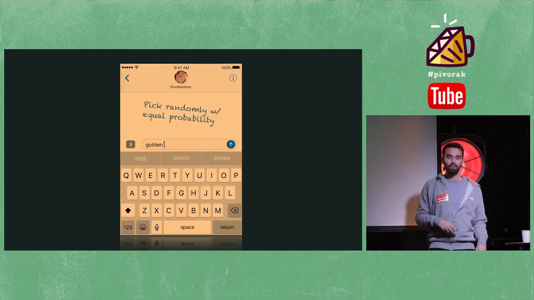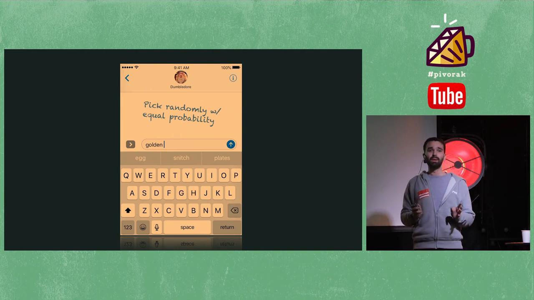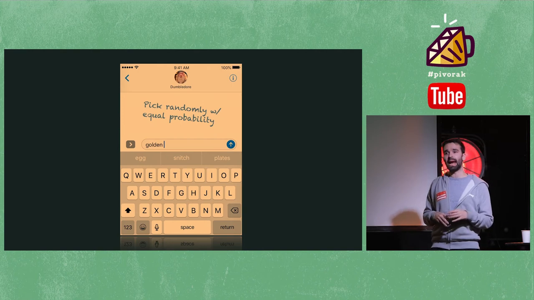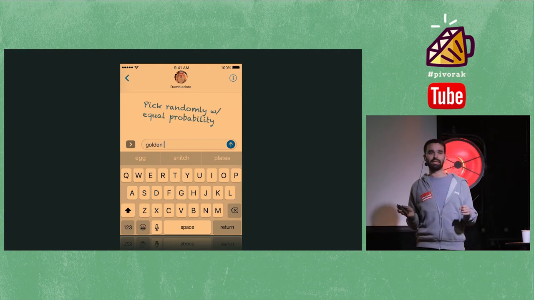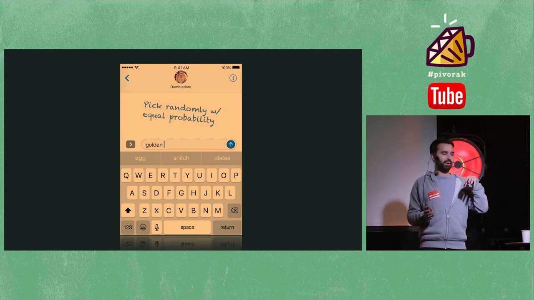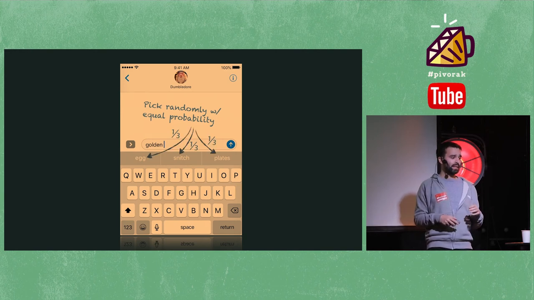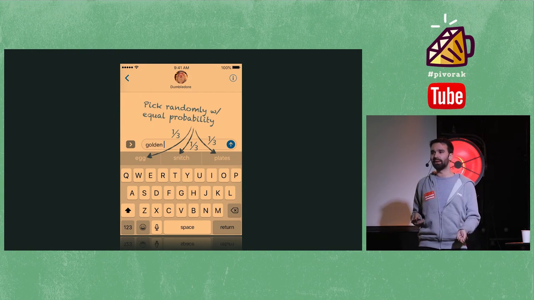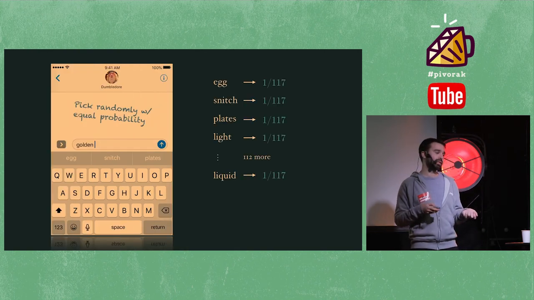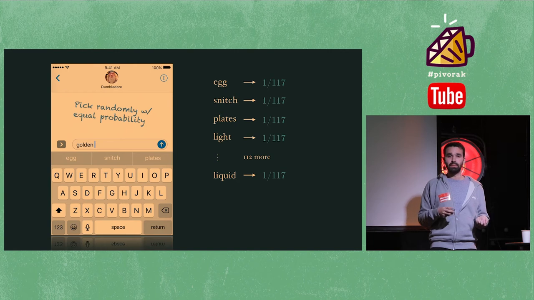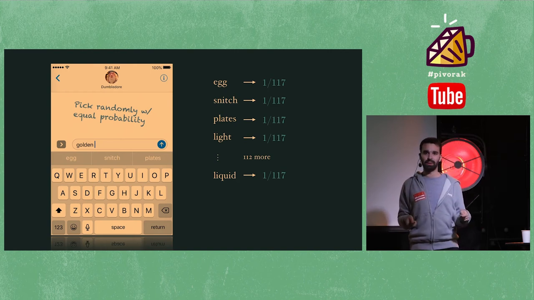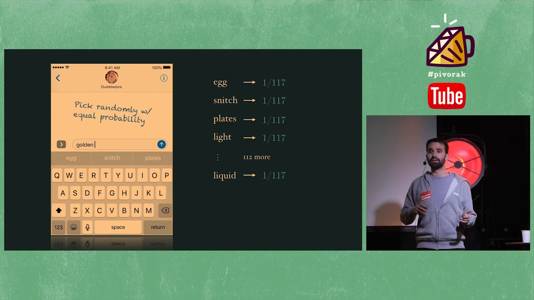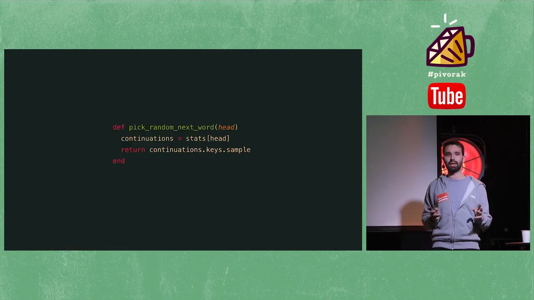So how does this one work? Well, it's very, very simple. When we have our head word and our potential continuations, we're just going to pick any continuation randomly. We're just going to pick them out of a hat. So in this case, if I had three possible continuations, I'd pick one of the three. Each one would have a 1/3 probability of being chosen. In reality, I'm usually going to have many more potential continuations. After the word golden, there are actually 117 different words that could come after golden. I'm just going to pick one of those 117.